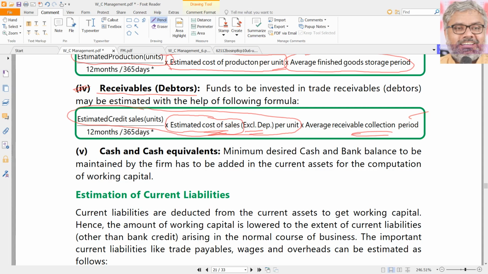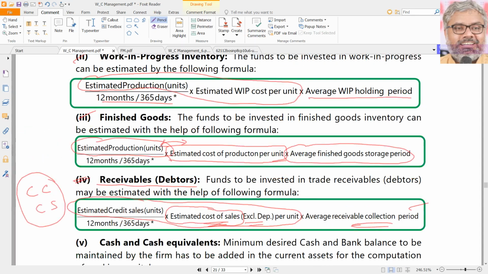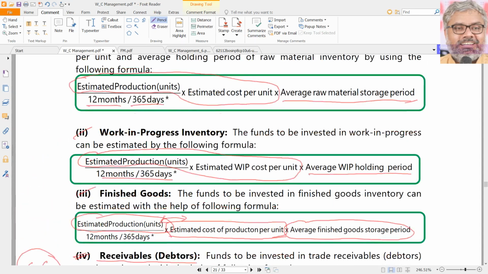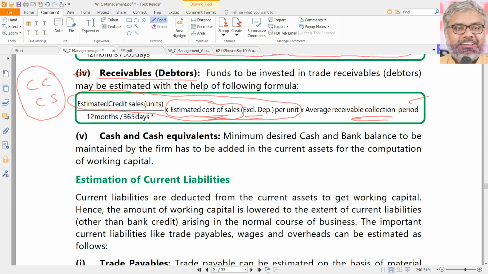Not the credit sales, the cost of the credit sales. That too, cash cost of credit sales, we can say. Cash cost of credit sales multiplied with collection period divided by 12, 365, 360, 52, whatever. So this multiplication and division is common. How many days or weeks the raw materials will be in the godown, work in progress will be in the factory, finished goods will be in the godown, debtors will be still paying, that will be pending.